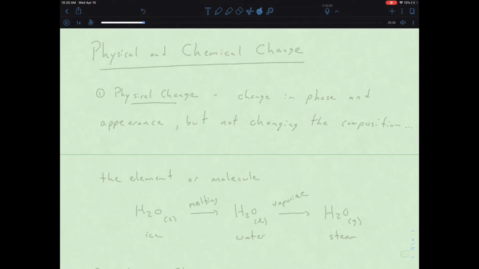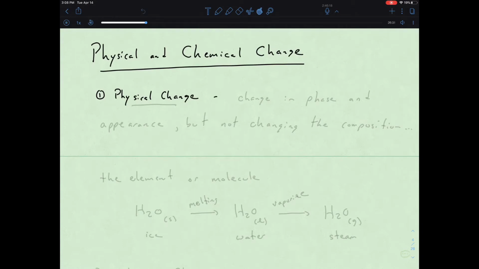The last bit of this introduction into just a general term of chemistry is the notion of physical and chemical change. And with physical change, we're looking at a change in phase. Another way you could say there's an appearance.